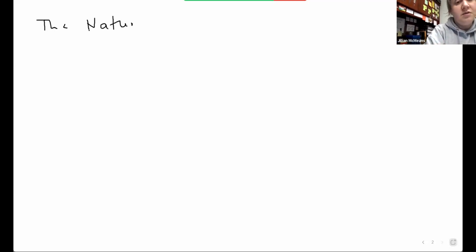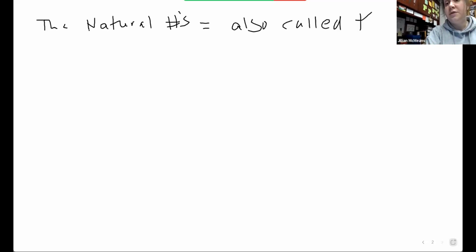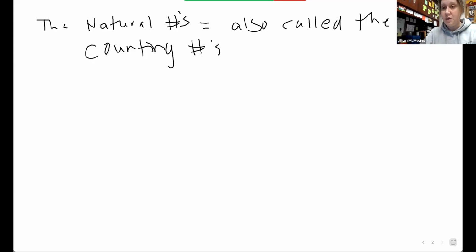So we have the natural numbers. Okay, that is not a hashtag, that is a number symbol. So these are also called the counting numbers. And if you think of counting items, let's say you had a stack of books that you wanted to count. You would start with 1 book, and then 2 books, and then 3 books, and then 4 books. So the counting numbers, or more officially, the natural numbers, start at 1, and then they increment by 1. Okay. So those are called the natural or the counting numbers.